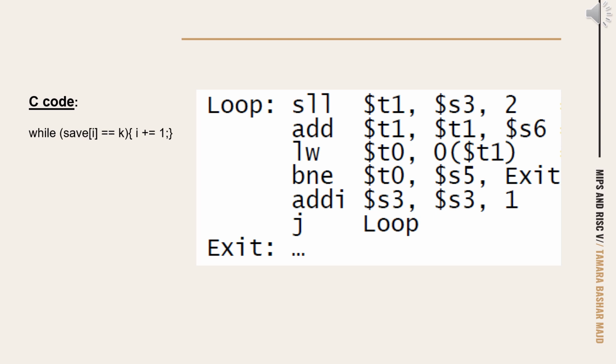We load the content of the address into T0 in order to compare the content with K, which is stored in S5. The comparison is done using BNE. If they aren't equal, then we break. We check for inequality because it is easier and faster than checking for equality. If they are equal though, we increment I and go back to the loop.